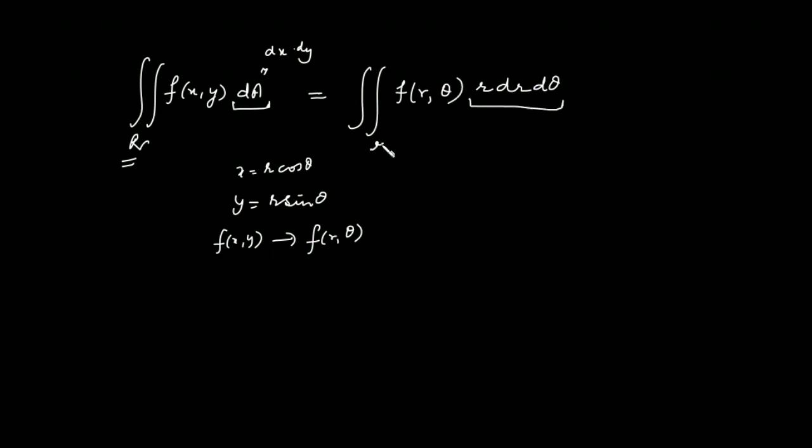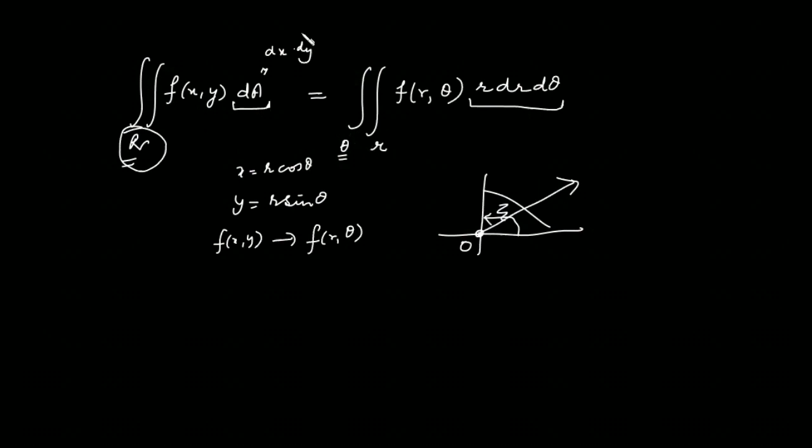Now you write down the limits for r and then the limits for theta. So for this you have to sketch the region R. So you sketch the region R. Consider this origin as pole, take an initial ray in that region and see from where to where your r is varying and what is the angle. That is the limit for theta.